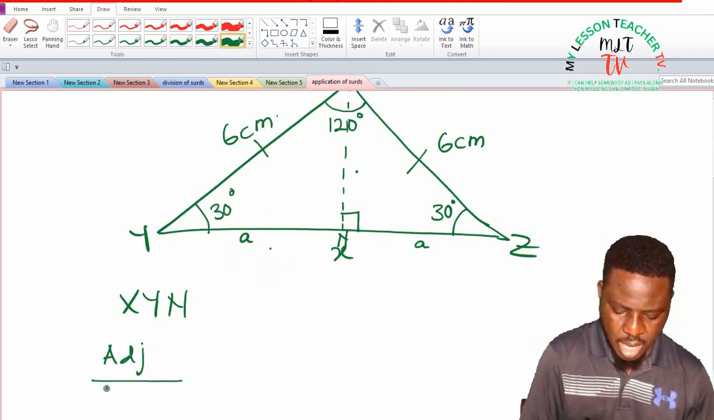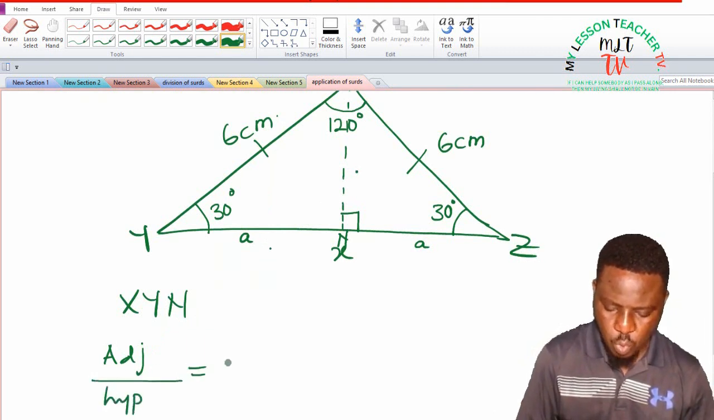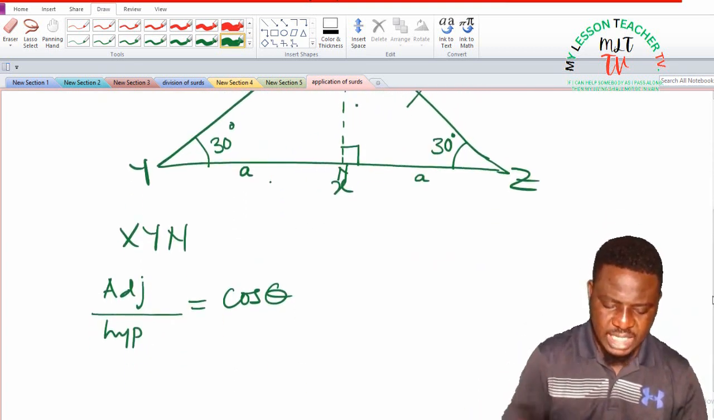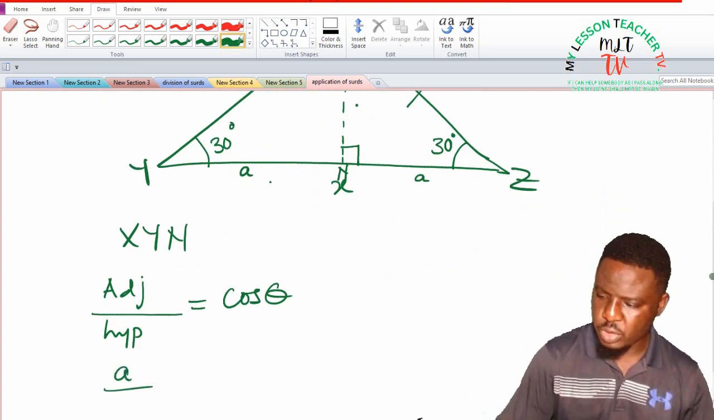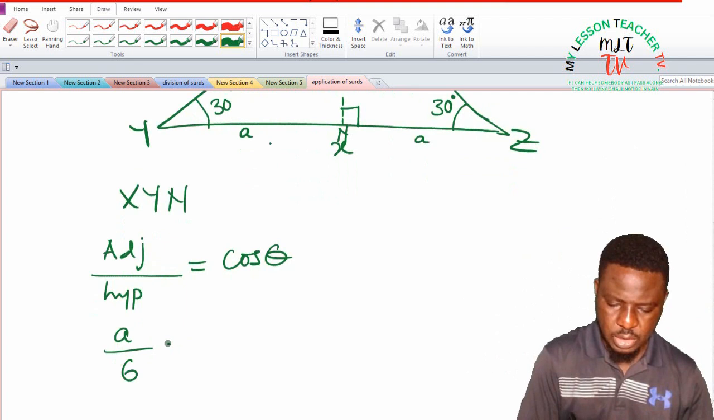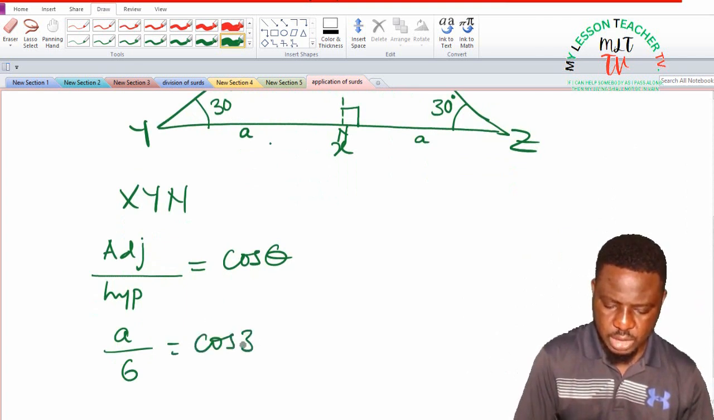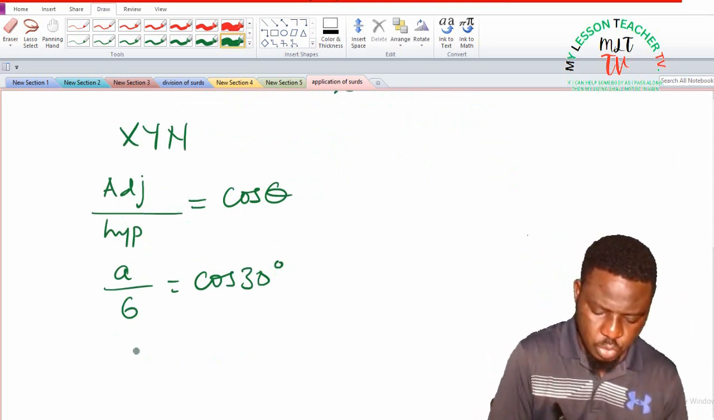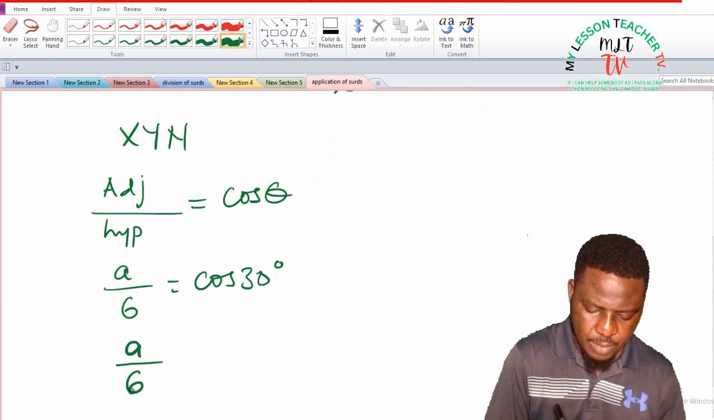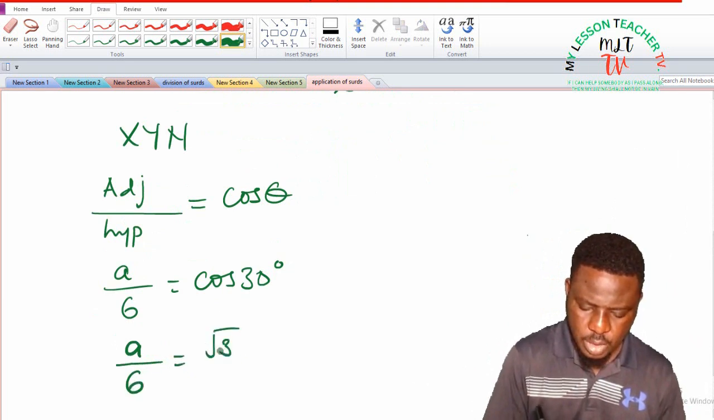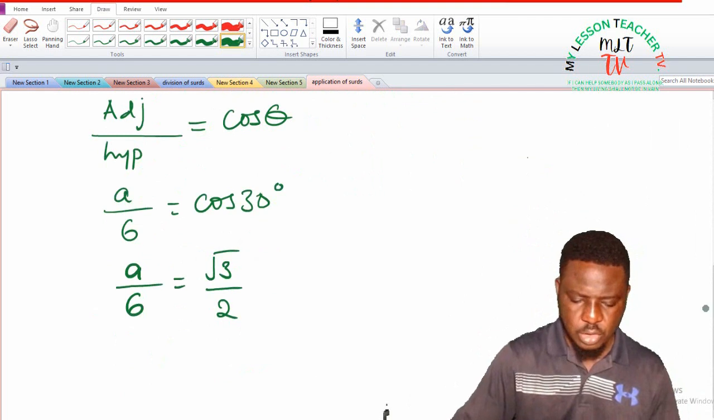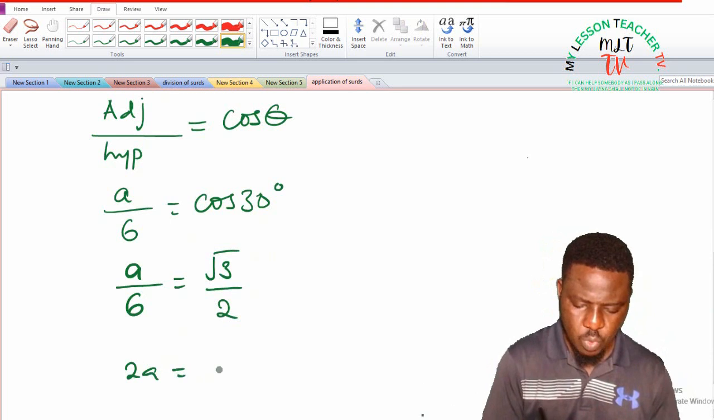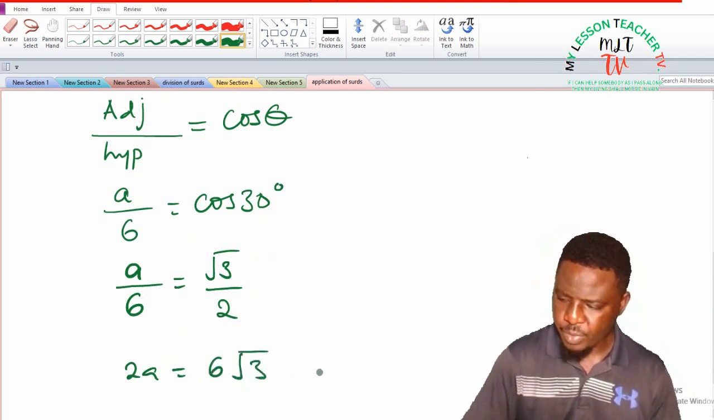So the ratio of the adjacent to the hypotenuse side is said to be equal to the cosine of angle 30 degrees. So let's substitute. The adjacent is said to be A, while the hypotenuse is said to be 6, is equal to cos 30 degrees. Cos 30 is said to be root 3 over 2. So when you substitute, you have A divided by 6 is equal to root 3 over 2. You then make A the subject of the formula. When you cross multiply, you have 2A to be equal to 6 root 3.